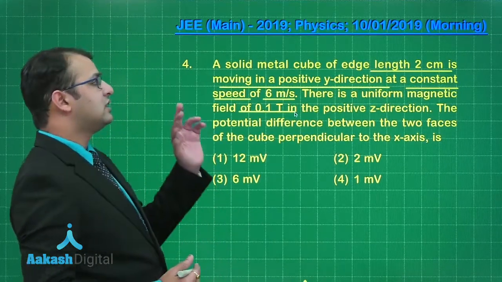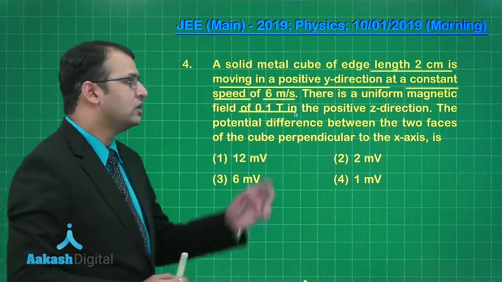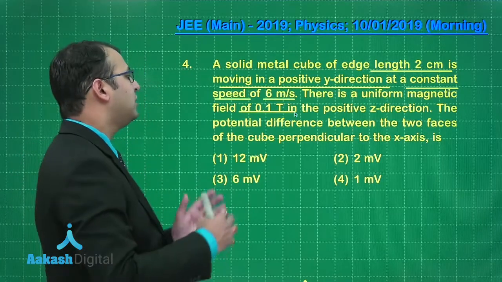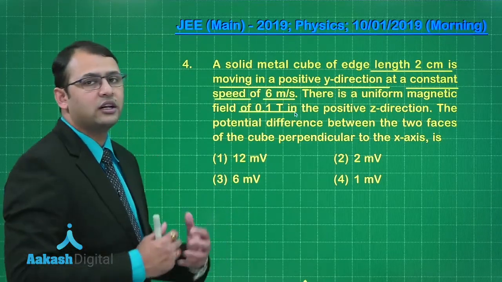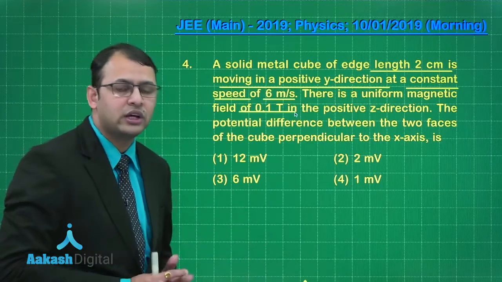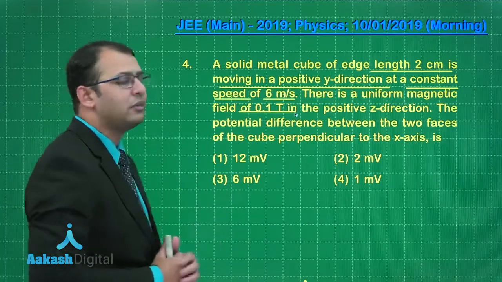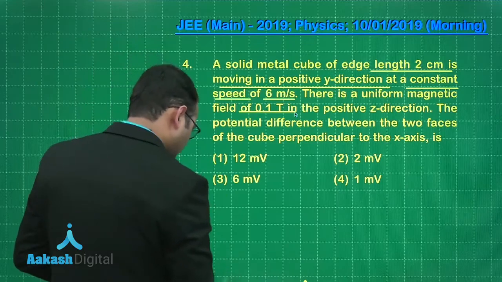So basically there are two important points. One is the uniform magnetic field, and there should be an electric field as well, so that the net force balances out, and in that case the speed can be constant. So let's see the solution here, friends.